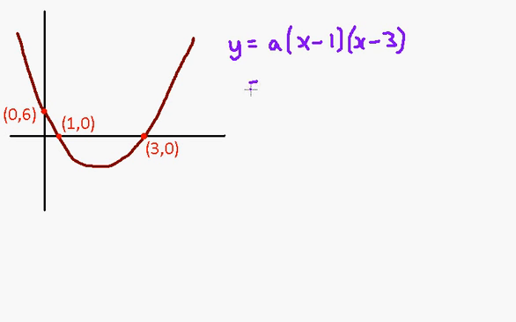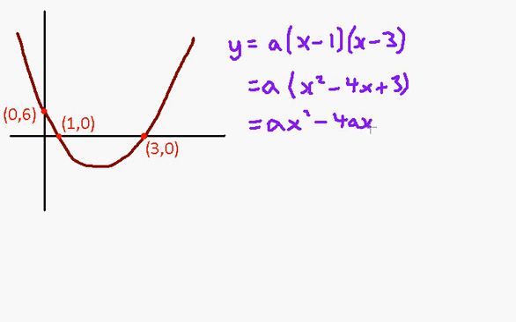So I'm going to leave that a outside for the moment. I'm going to write in what the expanded brackets make, the x squared take away 4x plus 3. Okay, and now I'm going to multiply through by the a. So ax squared take away 4ax plus 3a.